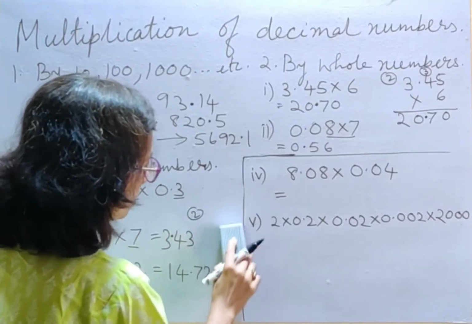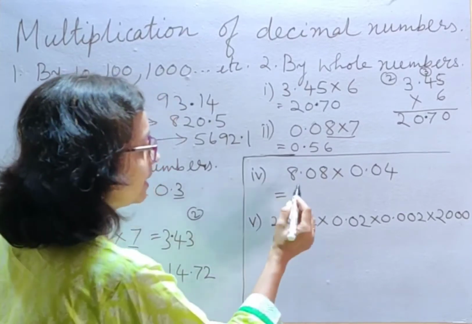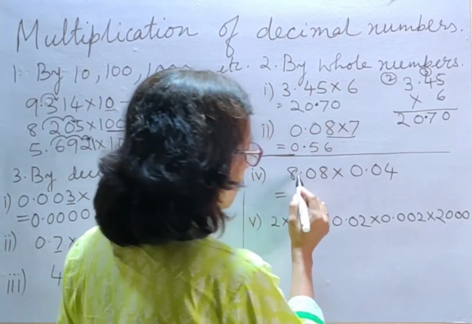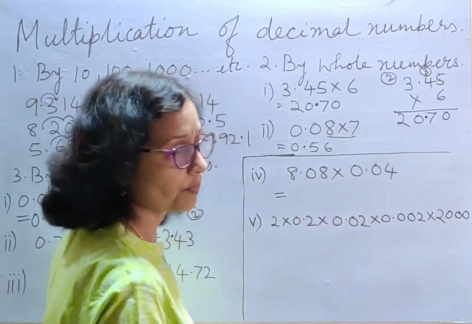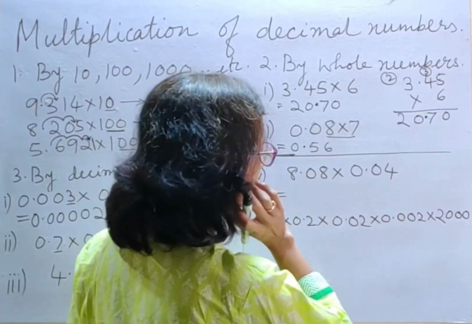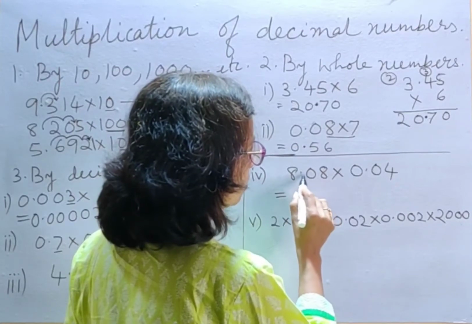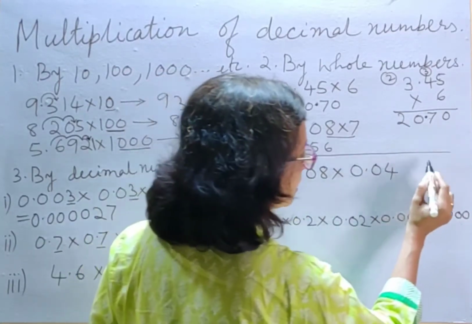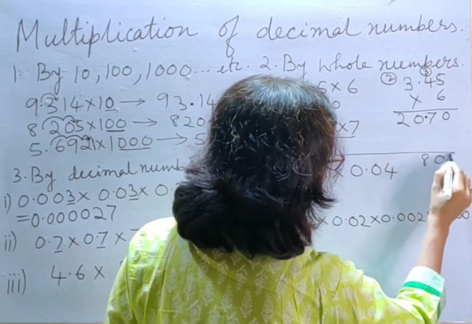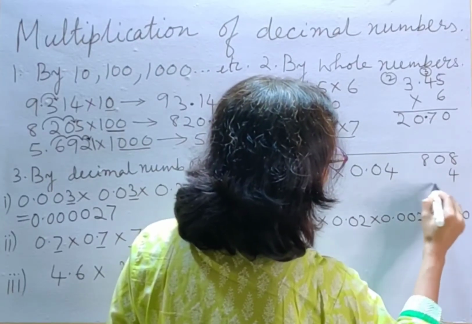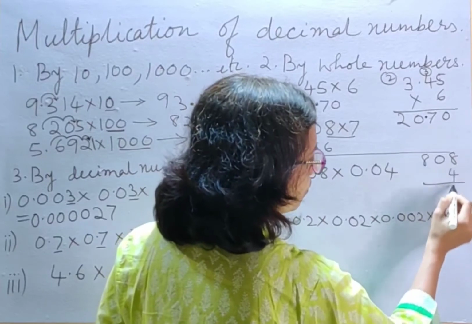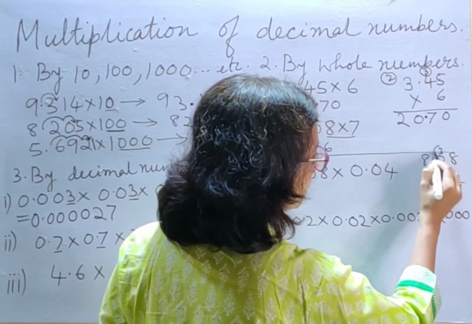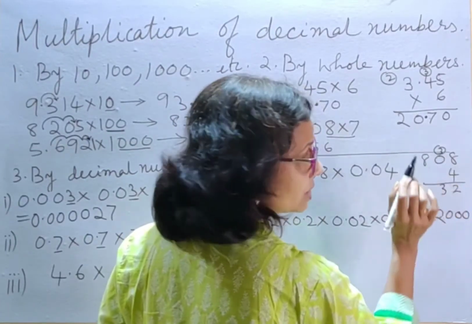Now we will do this multiplication. 8.08 multiplied by 0.04. Now don't multiply with zeros and don't write the decimal point. Just write 808 and you multiply by 4. So 4 8s are 32. So 3 carry over, 3 comes down because 0 is there.